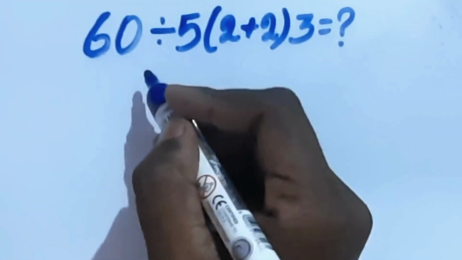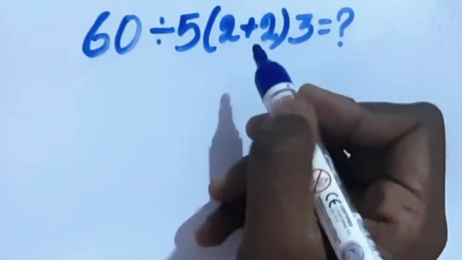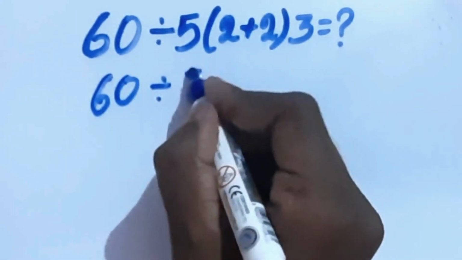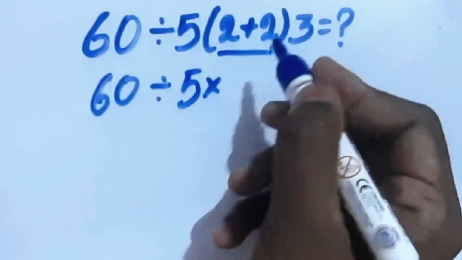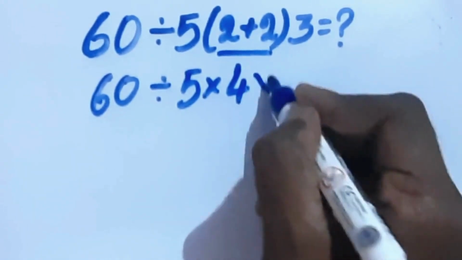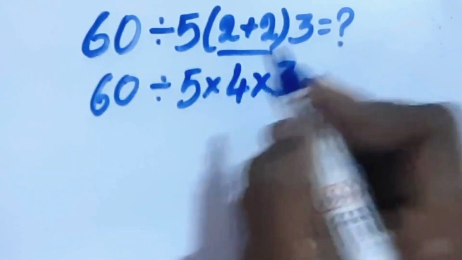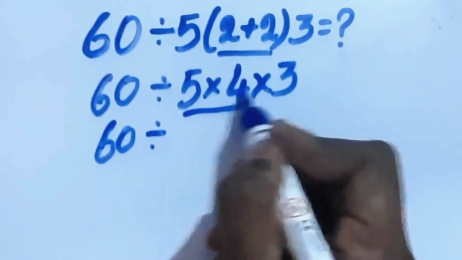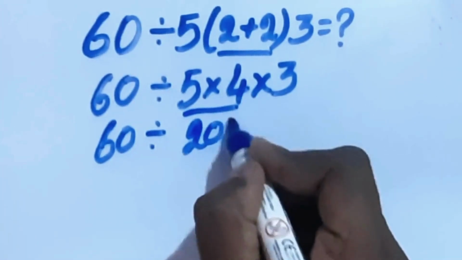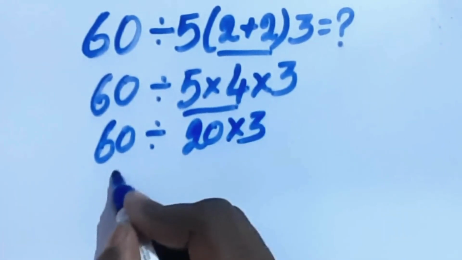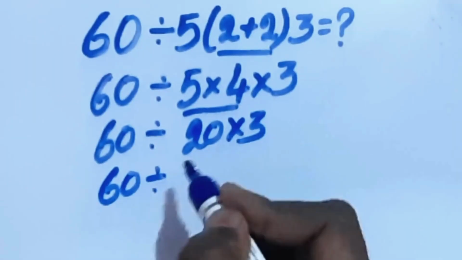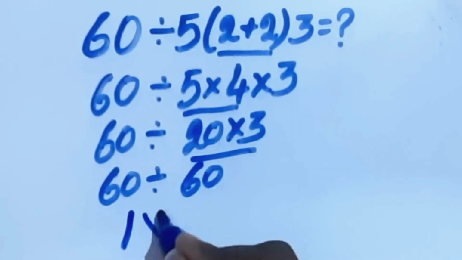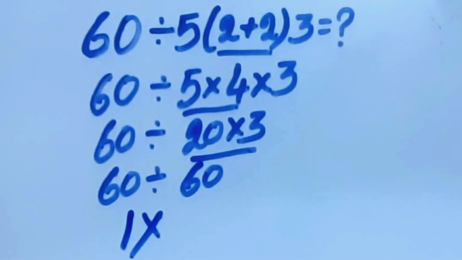Hi guys, most of the people get the answer 1 for this problem in the wrong way. Here 60 divided by 5 times this is 4 times this 3. Here 60 divided by this is 20 times 3. Here 60 divided by this is 60. Now we'll get 1 here. This is wrong.